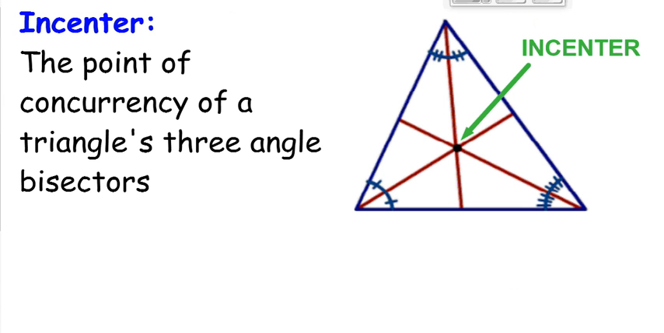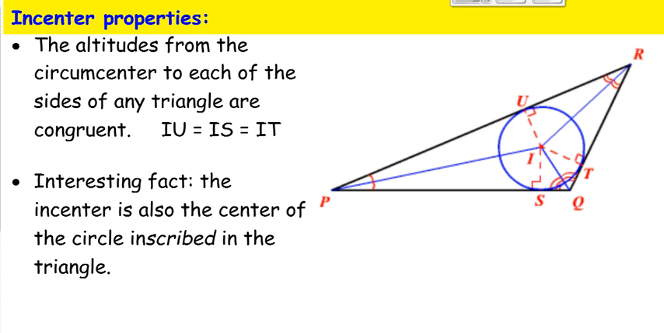Incenter. The point of concurrency of a triangle's three angle bisectors. So if you look closely at the picture, each angle is being bisected. I can see by the markings. That one's got one marking, this one's got two, and the other one's got three. So the point of concurrency is called the incenter. Properties of incenter: the altitudes from the incenter to each of the sides of any triangle are congruent.